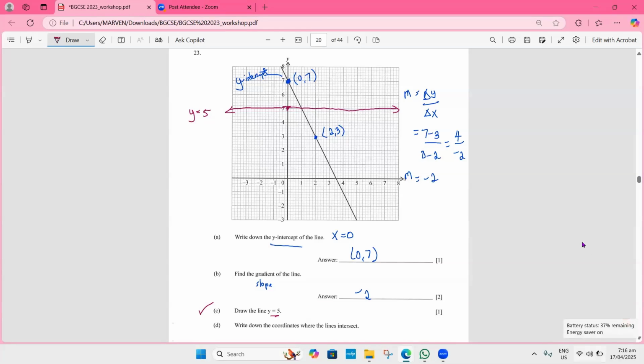And then letter D, write down the coordinates where the lines intersect. So this is the point of intersection, and let us read its coordinates: it is at 1, 5. So y is equal to 5 is a horizontal line. If there is x is equal to 5, it will be a vertical line.